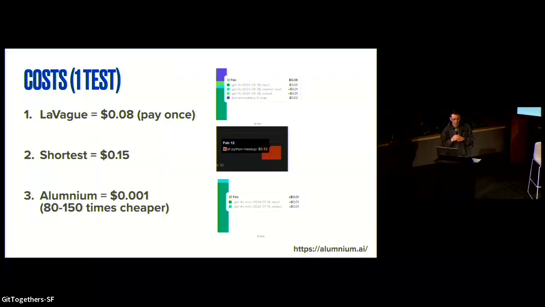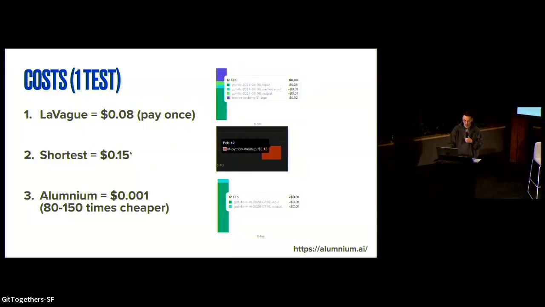As I mentioned, the cost is something that I was very, very concerned about as I was working on the project. So it really all boils down to what kind of models we are using. Lavag is using GPT-4o. So to generate a single test, you would pay something like 8 cents, but you pay it once, and then you run it until you regenerate. So that's pretty cheap in my mind.